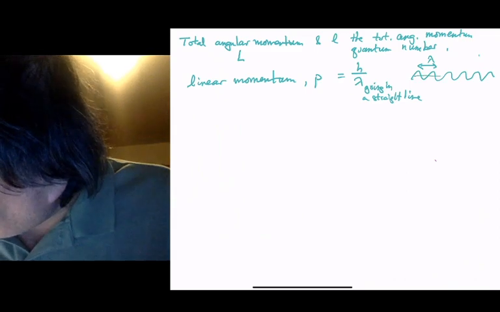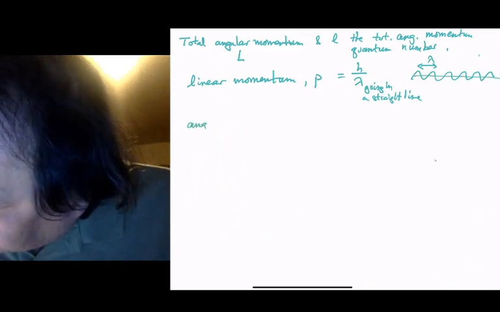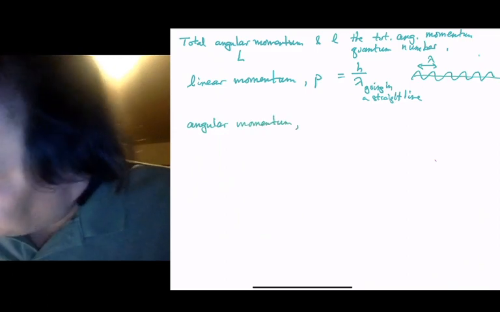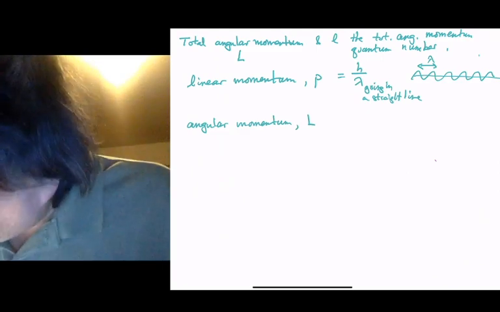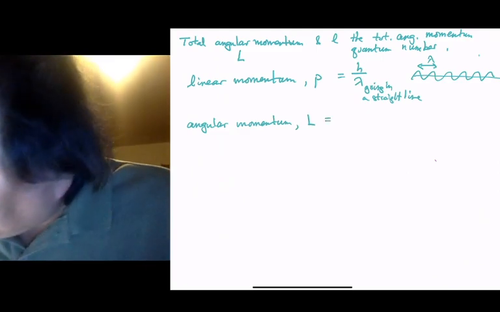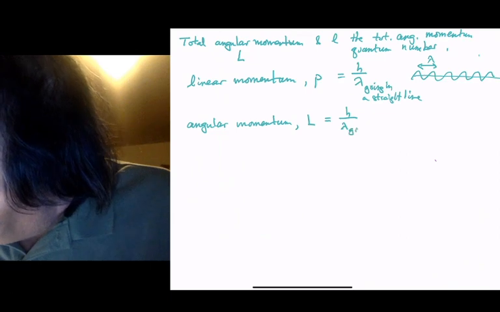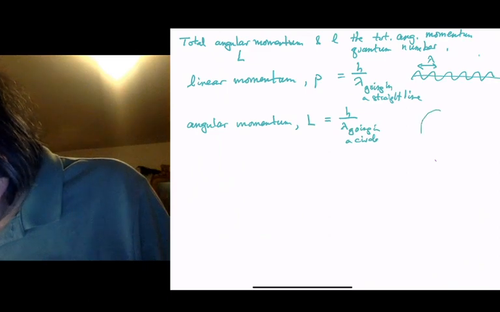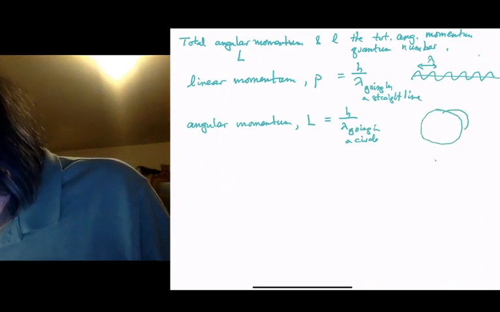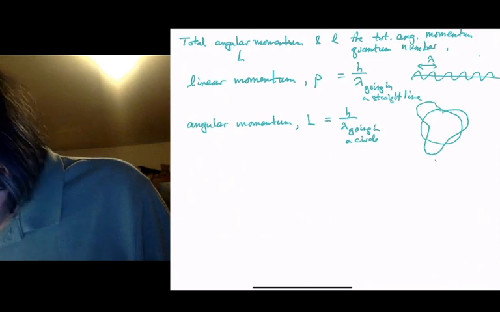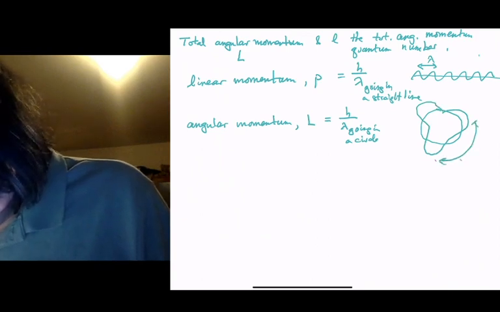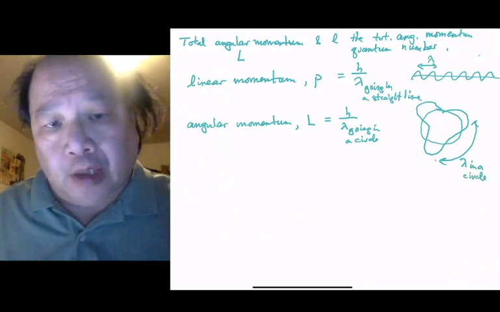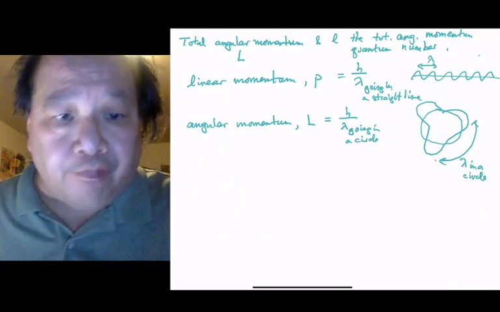The angular momentum goes by L, and L is going to have the same kind of relationship, but h over a lambda going in a circle. So here is a circle, and then we put a wave on it, and from here to here, this is lambda in a circle. Angular momentum is the momentum of spinning.